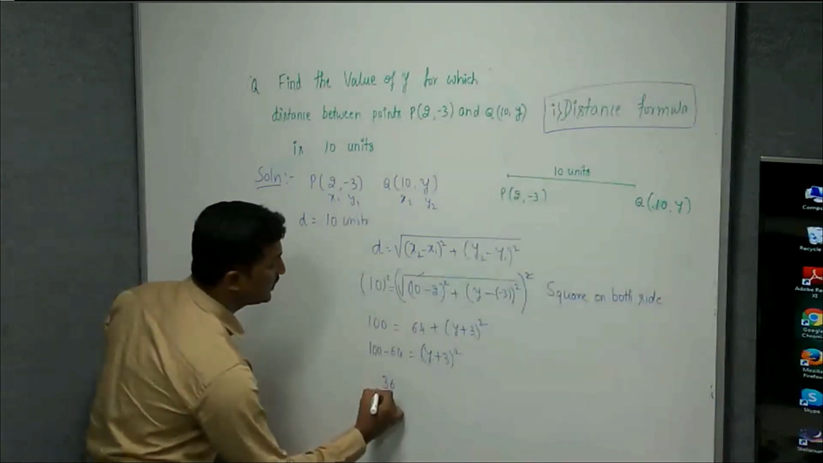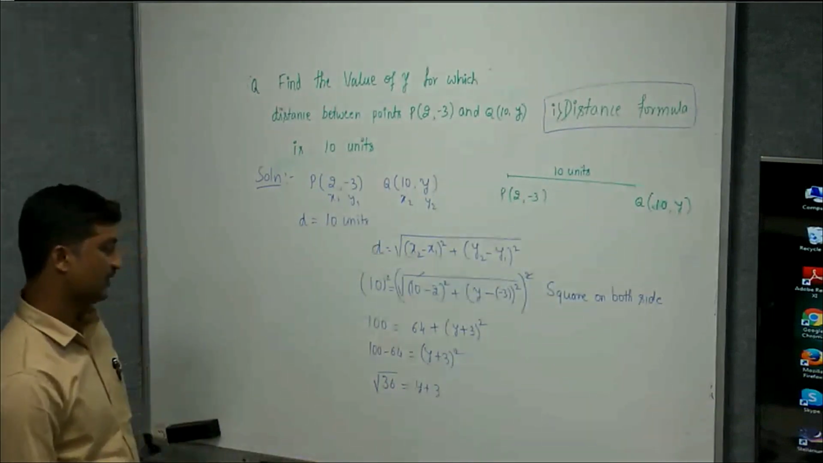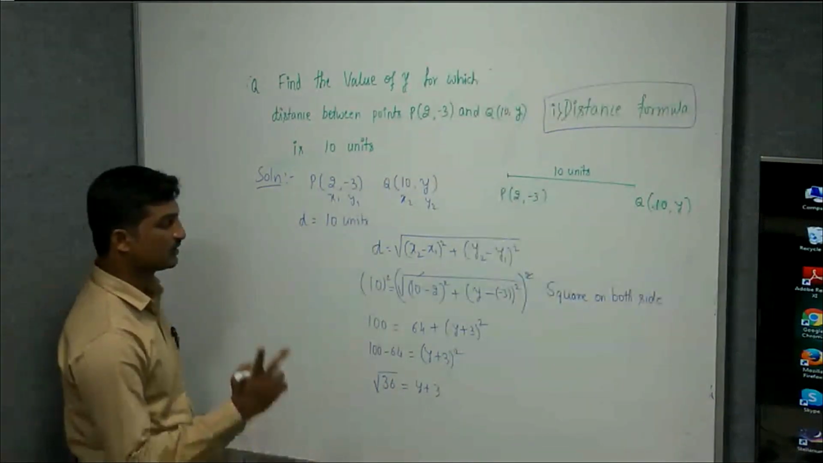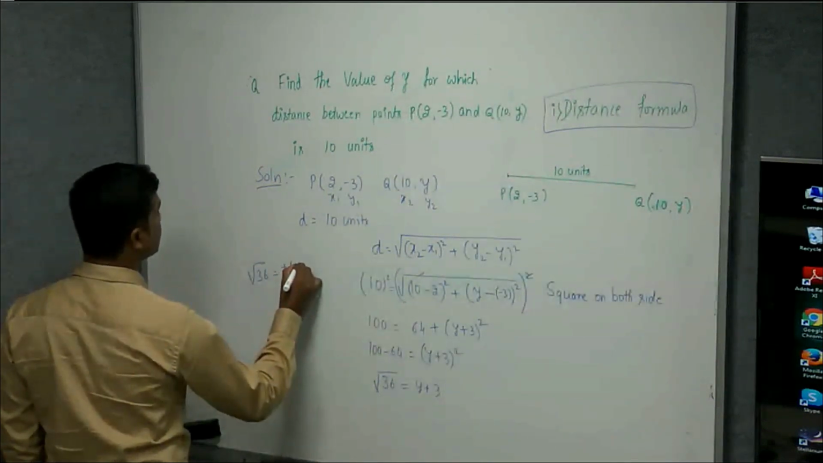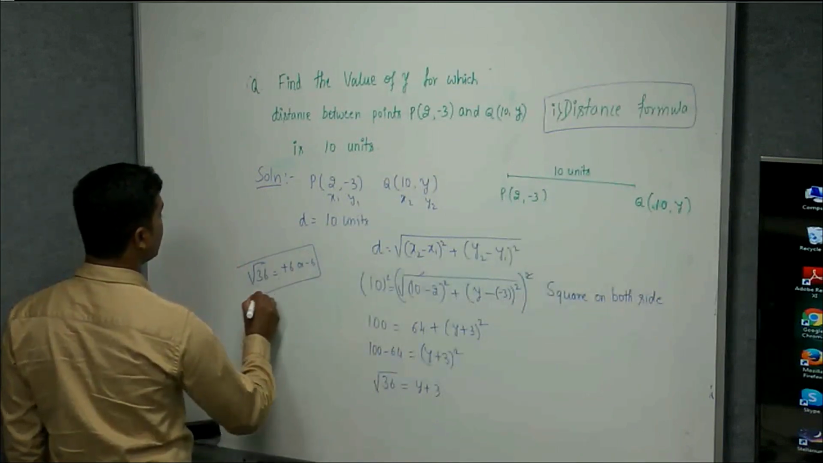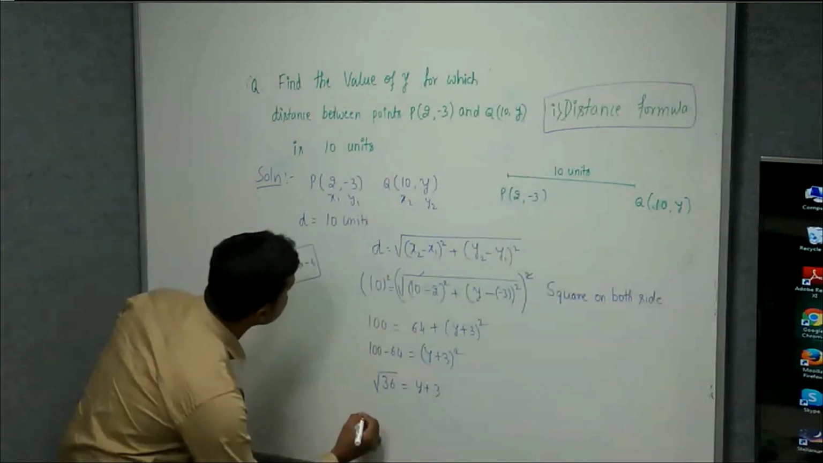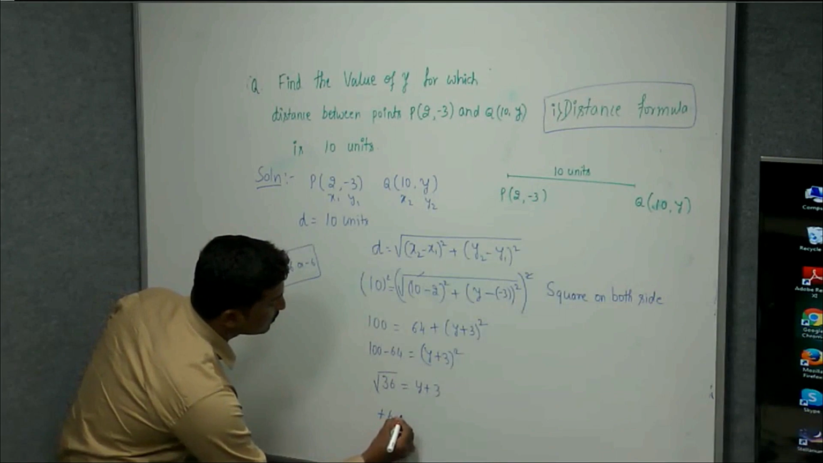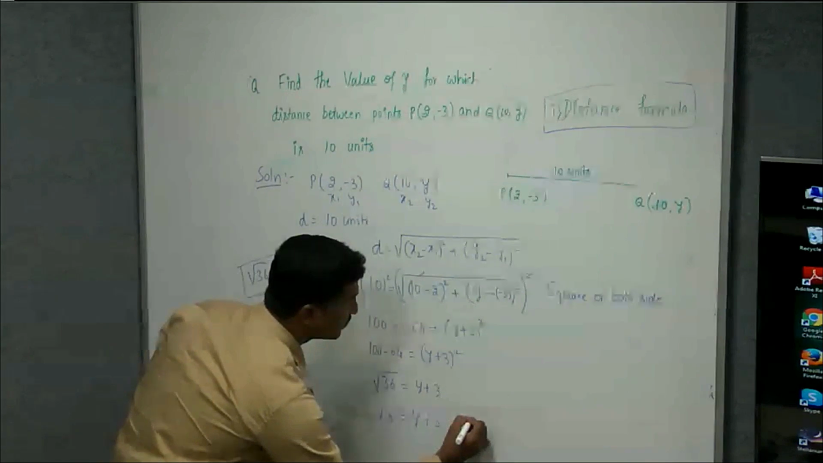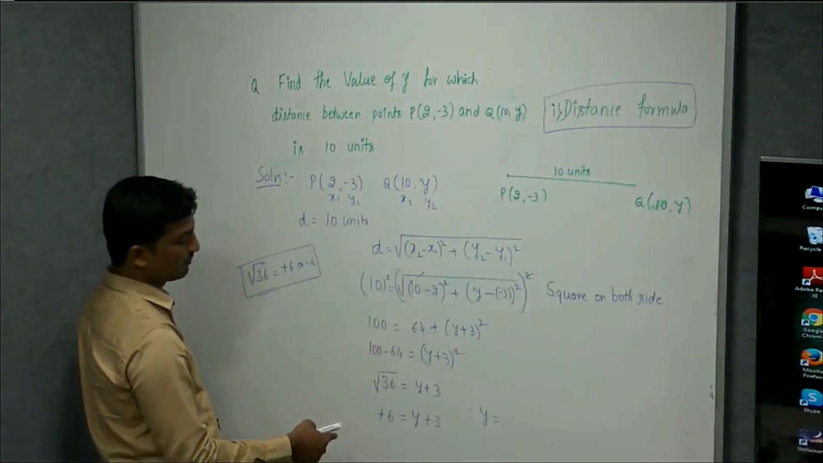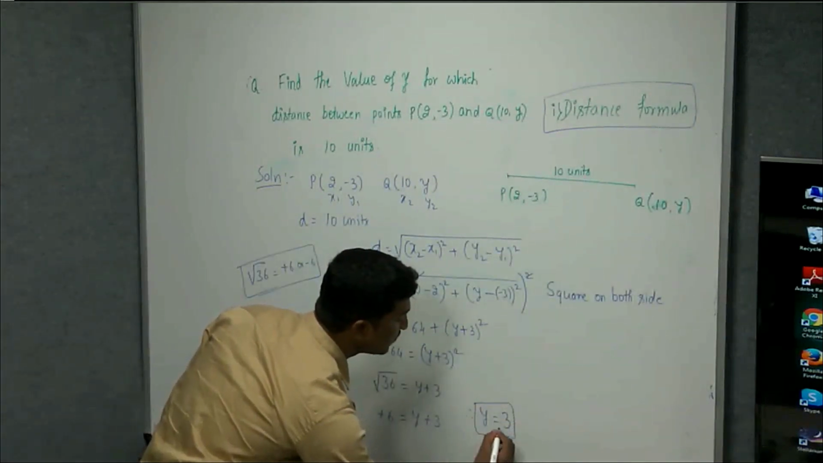Now send the square to this side. It will become square root of 36 equals y plus 3. What is square root of 36? There are two values. Look here. Square root of 36, there are two values, plus 6 or minus 6. Keep that in your mind. Now I am taking only plus 6. I'll tell you later why I am not taking minus 6. You can take minus 6 also, no problem. So plus 6 equals y plus 3. If you rearrange this and simplify, you are going to get y equals, if you send this 3 to this side, it will become minus, that is 6 minus 3, so the value of y is plus 3.